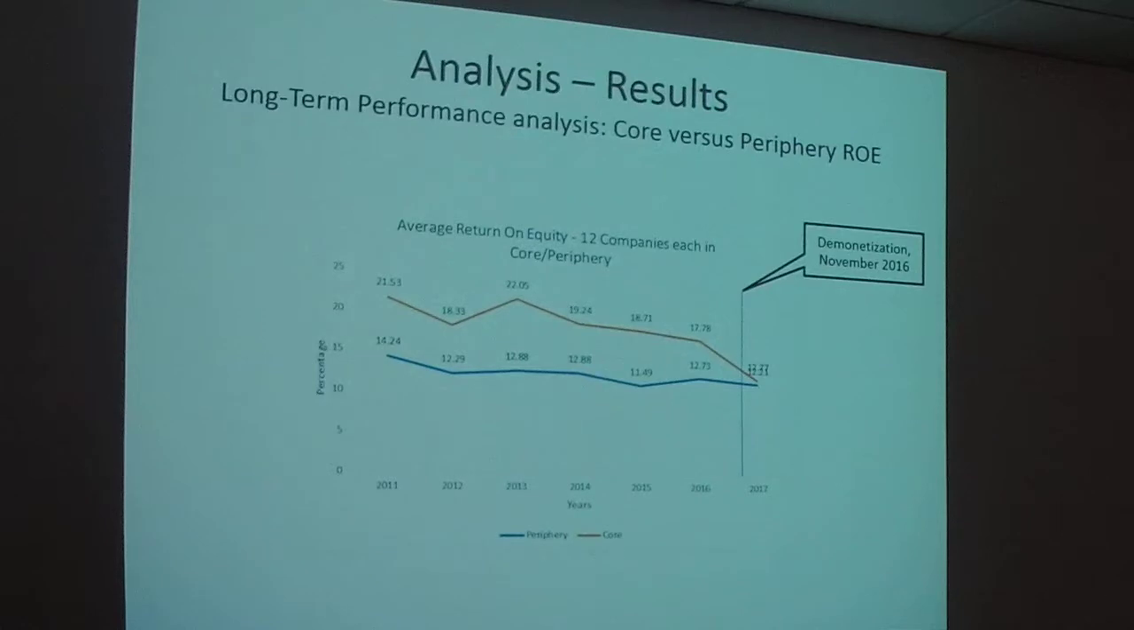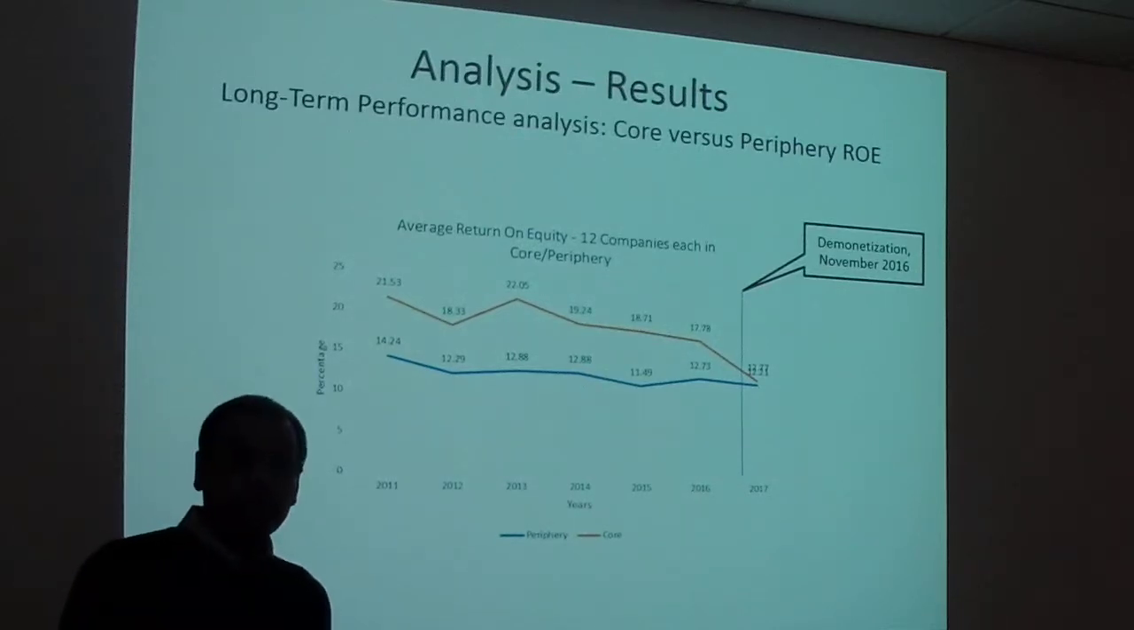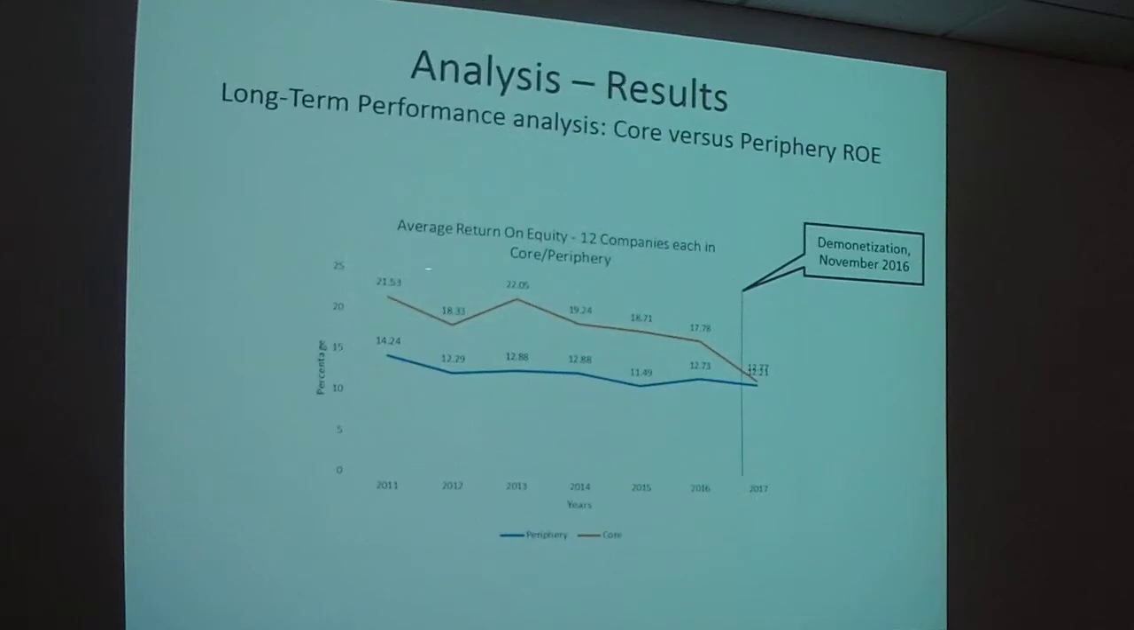However, if you look at the return on equity, the orange line is the core companies. So taking just a sample of 12 companies in the core and 12 in the periphery, looking at the average return on equity, there's a large gap between those companies that are on the periphery and those that are inside the core. And that seems to be quite persistent in 2011 to 2016.